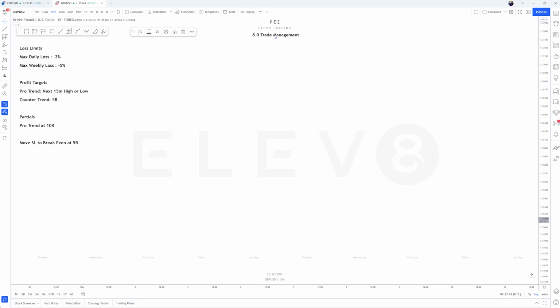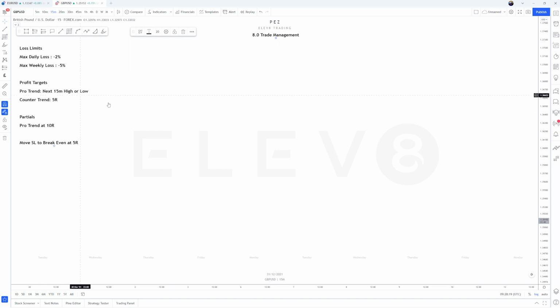So our loss limits, what I use is a max daily loss of 2%. So if I lose two trades, then I stop trading for the day and then come back the next day. If I lose 5% in a week, so this is 5% consecutively, then I stop trading for the week. And this stops me from, well, if it's a bad week in the market, then you want to come back the next week and hopefully the conditions have improved.